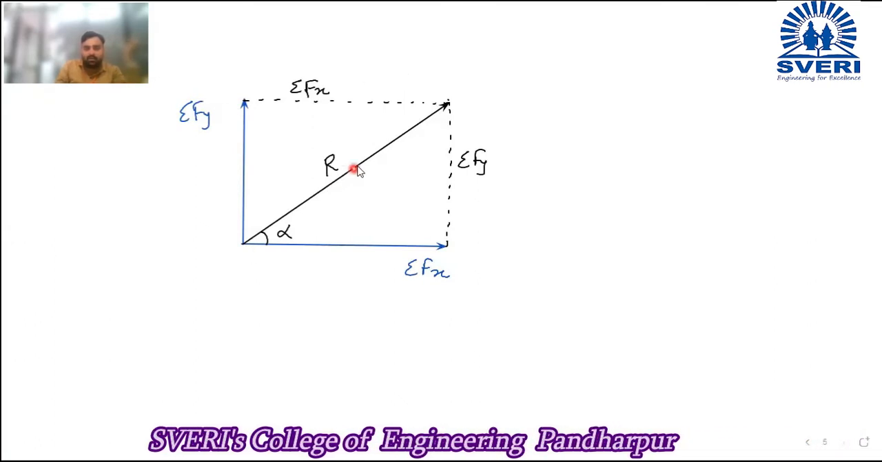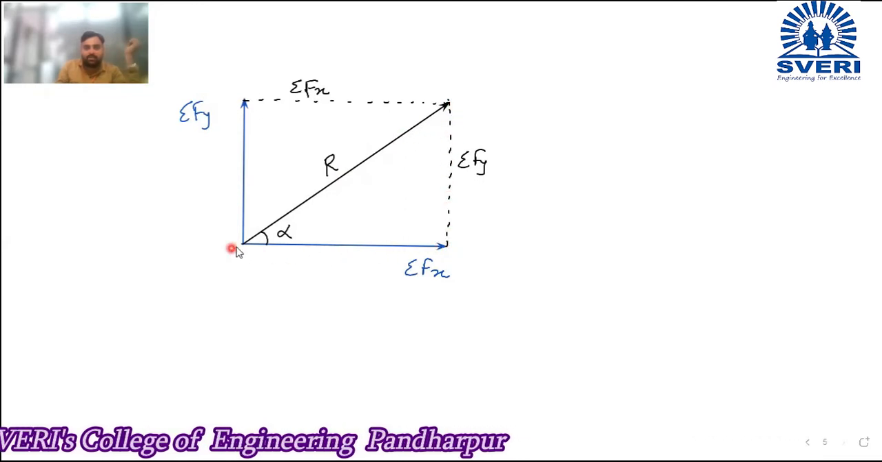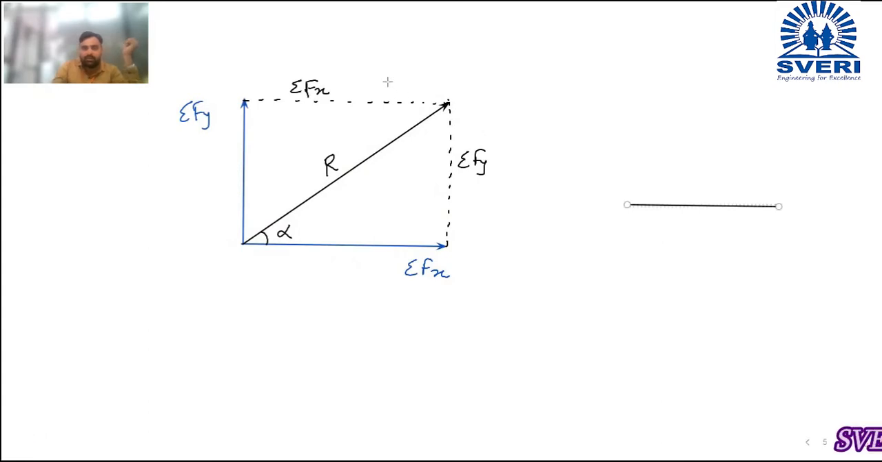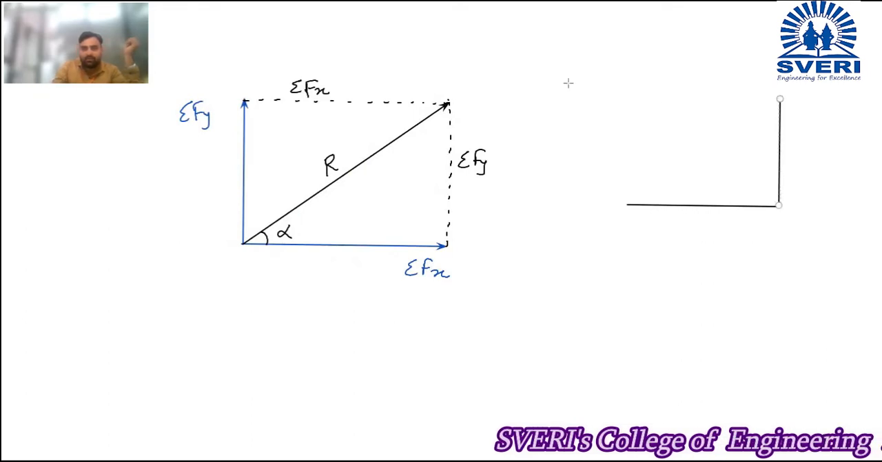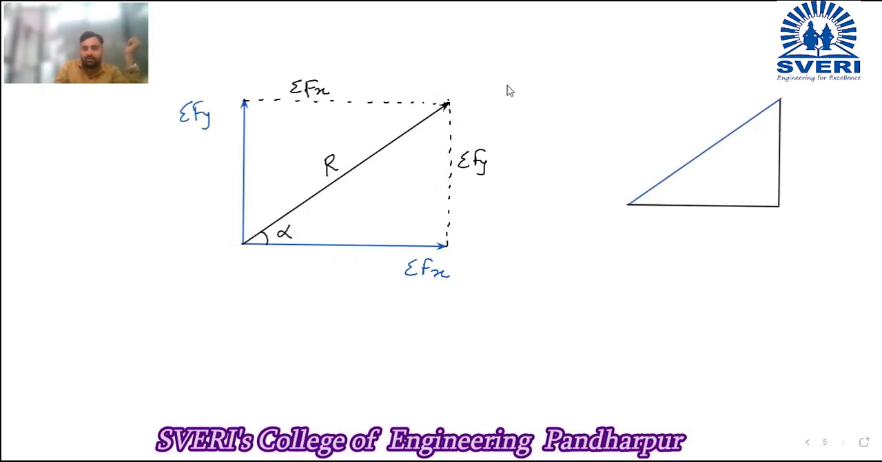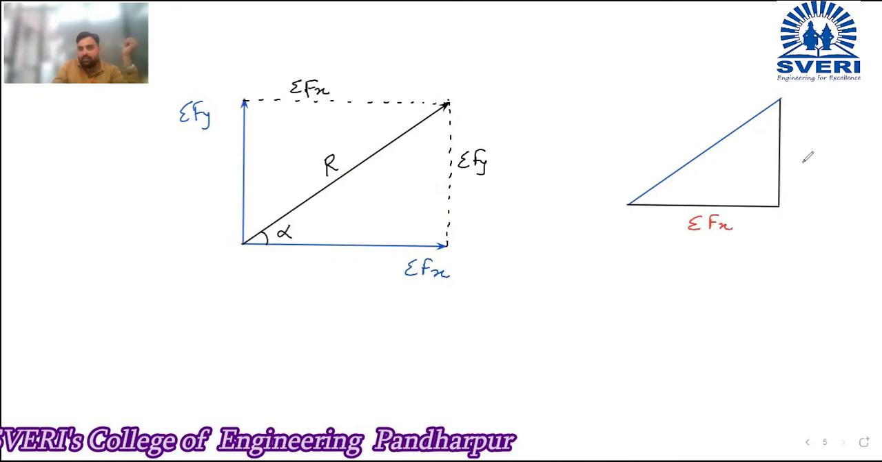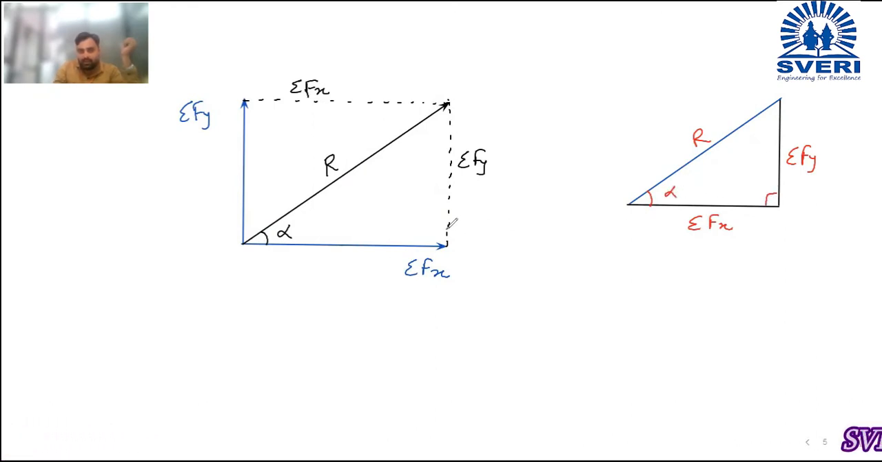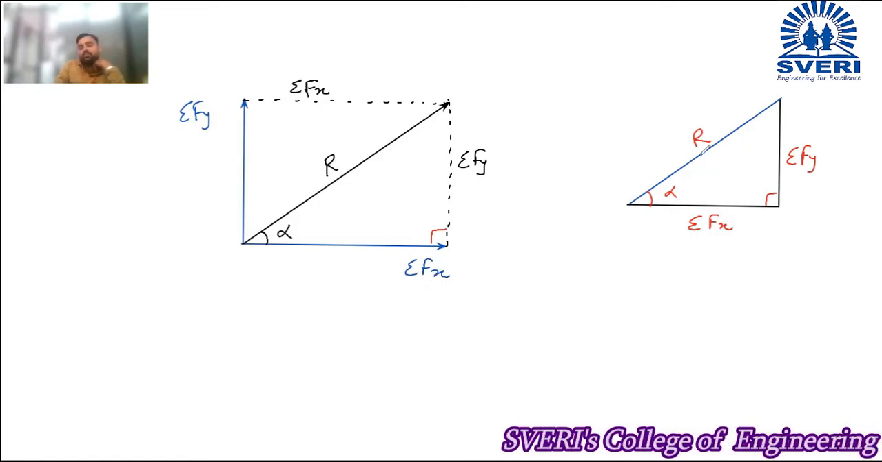See, now if I consider only this much of triangle, I will draw that triangle separately. So here I will draw that triangle. If you consider only that much of triangle, now here you can see this is your summation Fx, this is your summation Fy, and this is your diagonal R, and this is angle alpha, and this angle is 90 degree. So here if I use the Pythagoras theorem, this is your hypotenuse.